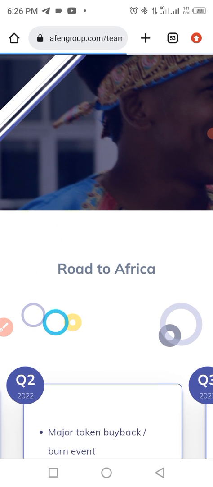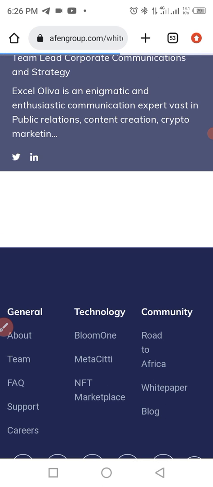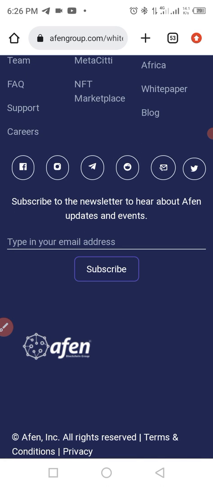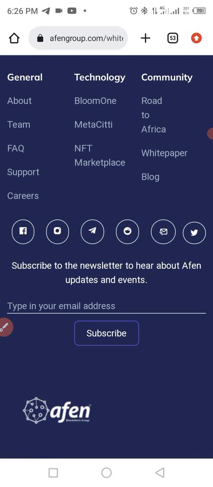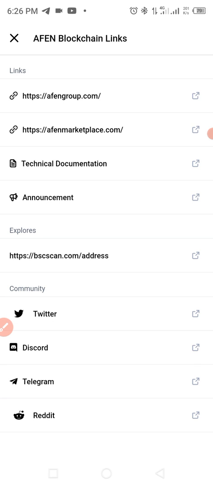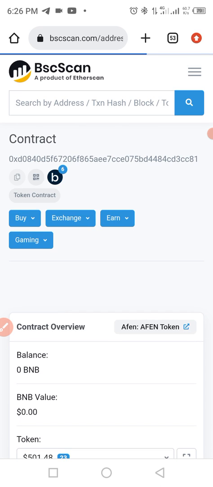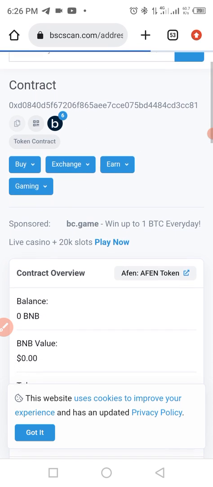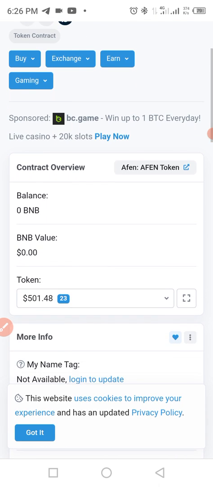So you can keep on reading. If you really love this coin, you can keep on reading and satisfy your curiosity. So these are it here: announcement, affiliate, marketplace is the same thing. Let's look at the BSC scan. This is where you're going to see much more in-depth information about the coin. So this is the coin here.